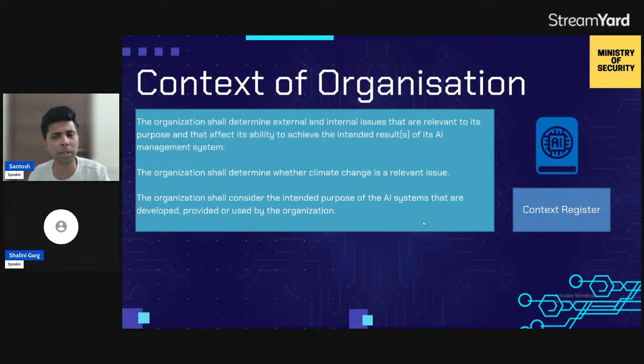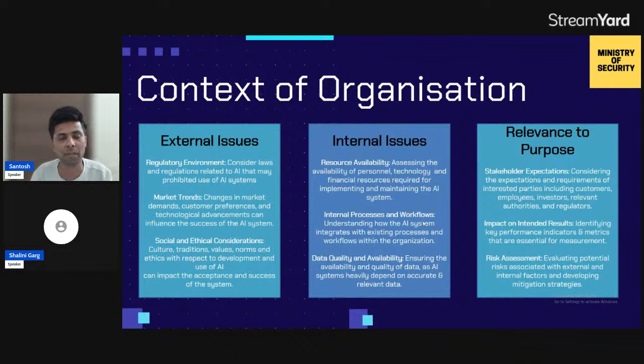So what are the potential external and internal issues which might be part of your context register? External issues. You know that there are many regulations which are coming up even for AI. Till date, it was only for privacy, but now with more and more people adopting artificial intelligence, many countries have started publishing many regulations. So you need to understand in which country you're operating and what are the legal or regulatory requirements coming into picture for fair usage of your artificial intelligence. So these are your external issues. The first external issue is your regulatory environment.